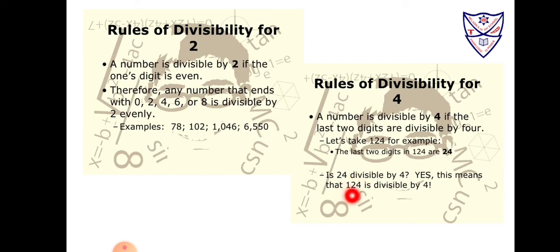This means 124 is also divisible by 4? Yes. Why yes? Because we have to see the last two digits. 24 is divisible by 4. Hence, 124 is also divisible by 4. So, what is the definition? A number is divisible by 4 if the last two digits are divisible by 4.